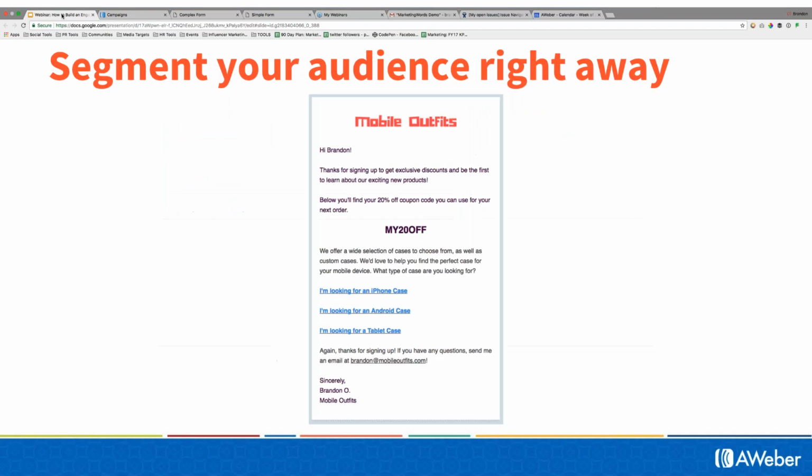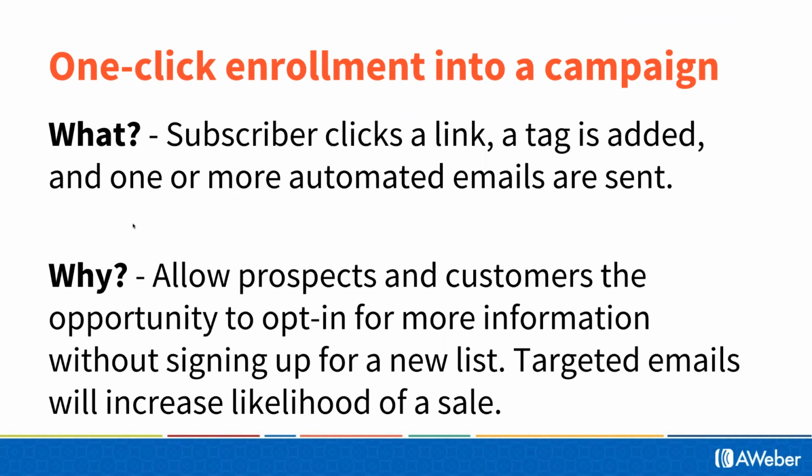We jump back over. We're going to run through the next scenario here. So the next scenario or use case would be the one-click enrollment into a campaign. So what does that mean? That's when a subscriber clicks a link, a tag is added, and 1 or more automated emails are sent.